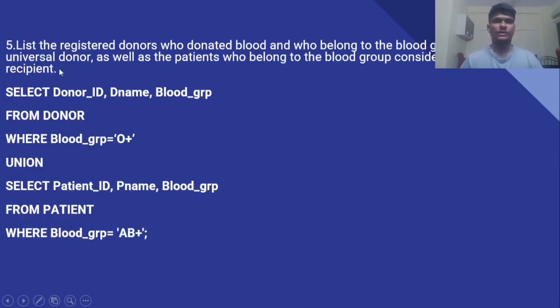The last query says list the registered donors who donated blood and who belong to the blood group considered as universal donor, as well as the patients who belong to the blood group considered as universal recipient. In the select clause, donor ID, donor name, blood group from the donor table, where blood group is O positive. O positive is considered as universal donor, and it will form a union with the patient table, and from the patient table we are selecting patient ID, patient name, blood group, where blood group is AB positive.